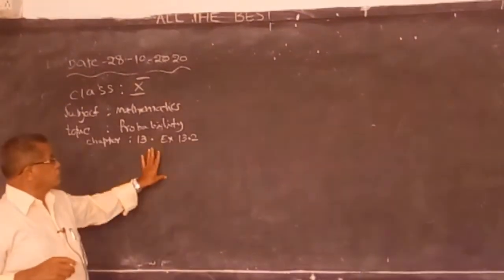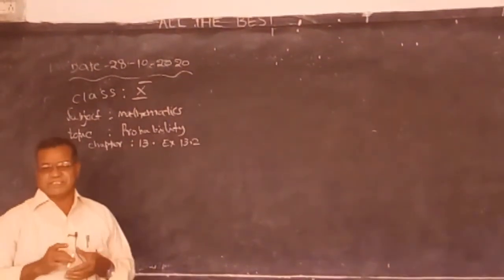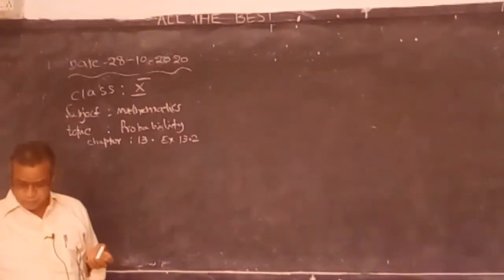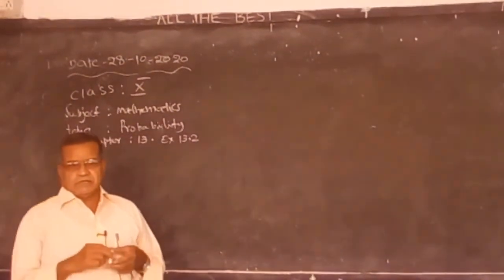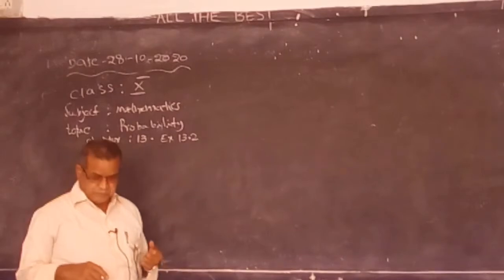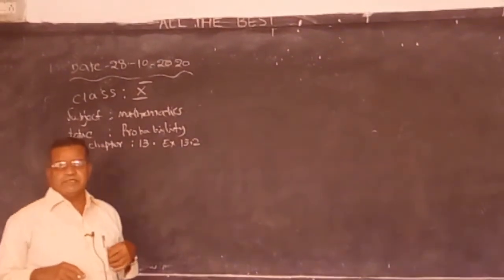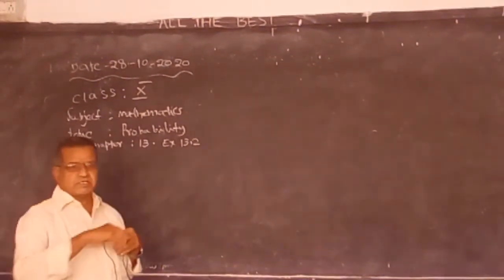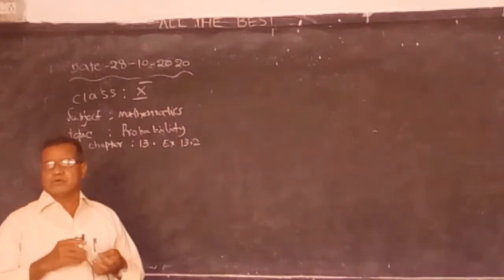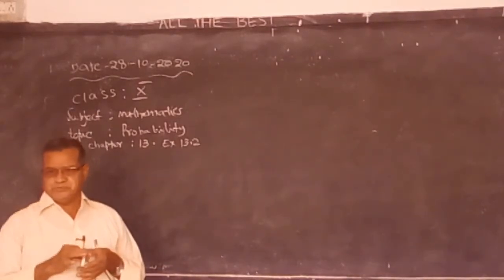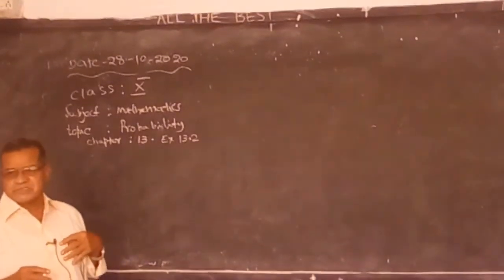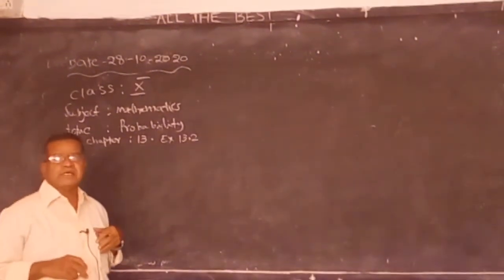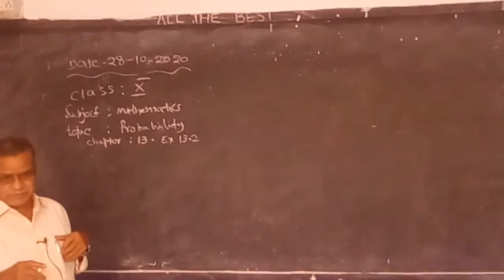Yesterday we discussed probability. What is probability? What are the terms in it? And what is the formula? See, in lower classes also we learned about probability. It is the easiest chapter, easy to understand and easy to score marks.